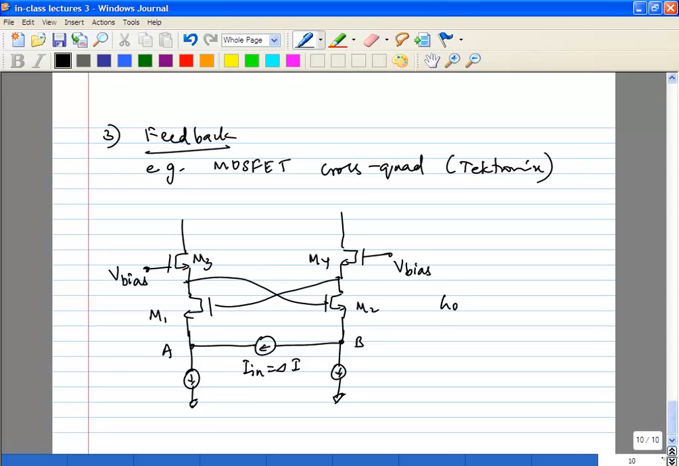So what is our goal? We are going to try to synthesize a short circuit between A and B. That's what we are going to try to do. And this section actually gives some kind of positive feedback.